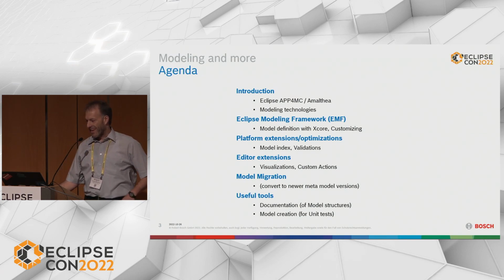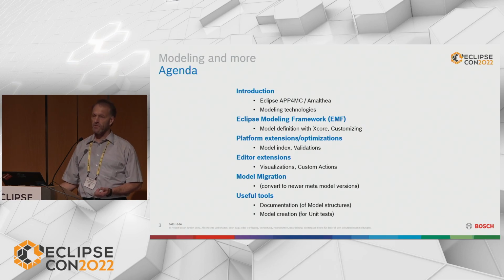Second part is standard usage of EMF, more or less. So what did we do to define the model? What are our experiences in customizing these editors, the behavior of the models, things like that. And then a few extensions we built to be more efficient in different, let's say, search or delete or other operations. Extensions of the editor itself, and especially extensions for visualization, validation, a lot of things like that.